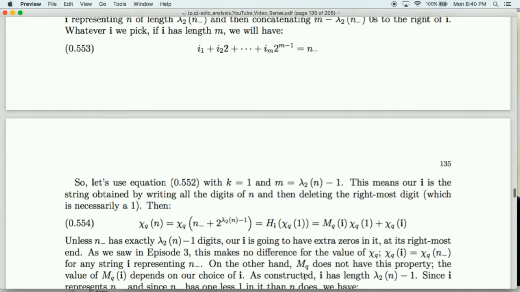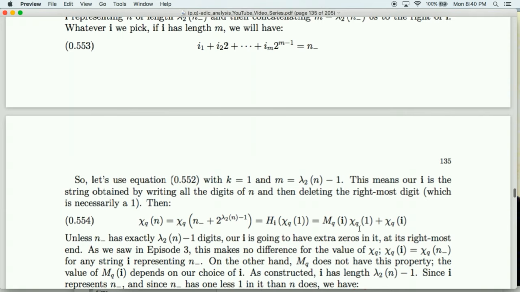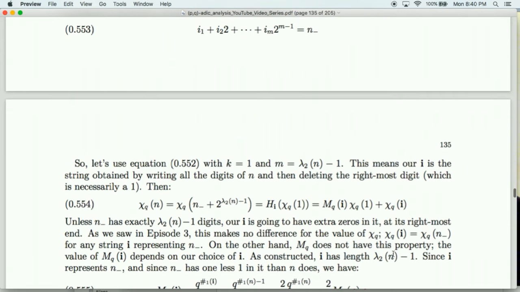Yeah. So the important thing here is that even though I might have extra zeros to the right, we saw that chi q's value at a string is unchanged when we add or subtract zeros to the right. So this is chi q of bold I is chi q of n minus. On the other hand, mq will not have this property, and in particular, the value of mq of bold I will depend on our choice of I.